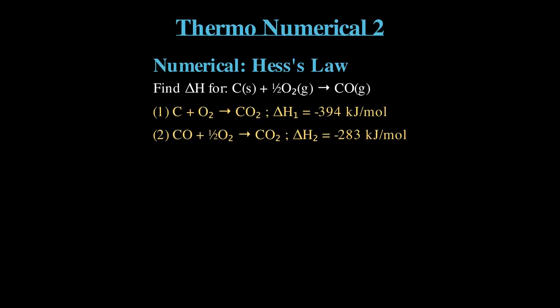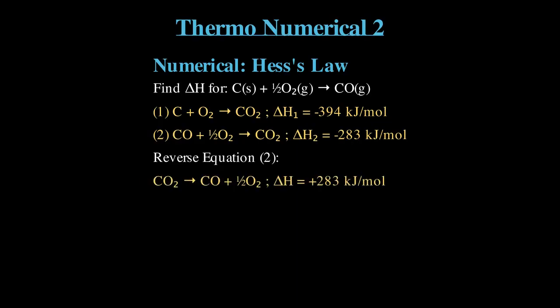To get our target equation, we need to manipulate these. Notice that carbon monoxide, CO, is a product in our target, but a reactant in equation 2. So, we must reverse equation 2. When we reverse it, the sign of delta H also reverses, becoming positive 283. Now, let's add equation 1 and the reversed equation 2.